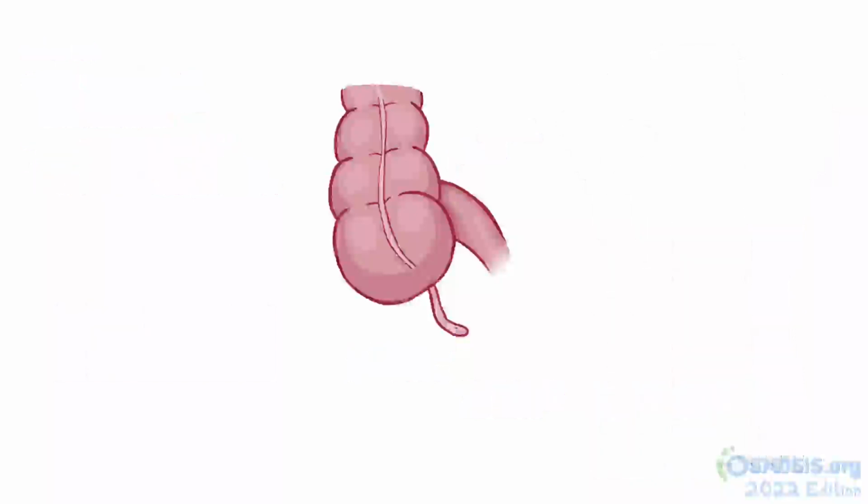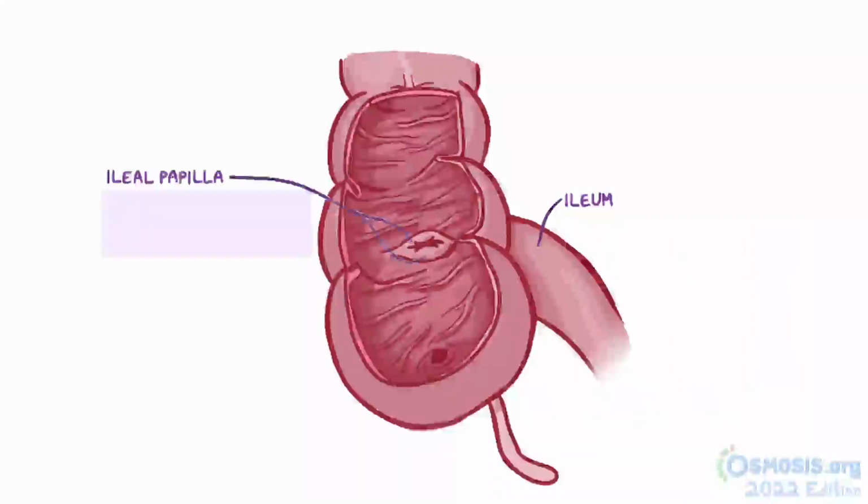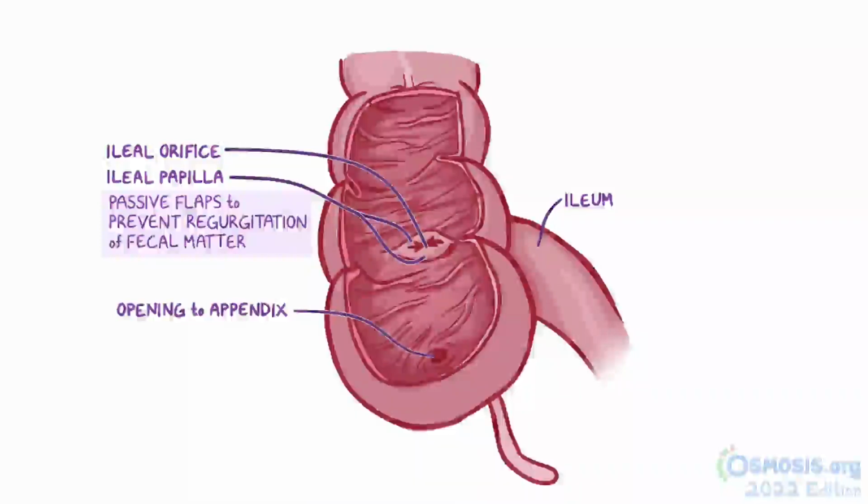Now, if we open up the large intestine and look inside, we can see that the terminal ileum protrudes a bit into the cecum, forming the ileal papilla with the ileal orifice at its center. The orifice is usually closed due to tonic contraction, and the lips of the ileal papilla serve as passive flaps to prevent regurgitation of fecal matter from the cecum into the ileum. Just inferior to the ileal orifice, there's the opening to the appendix. Finally, starting at the cecum and throughout the whole large intestine, there are multiple semilunar folds that are found in between and separate the haustra from one another.